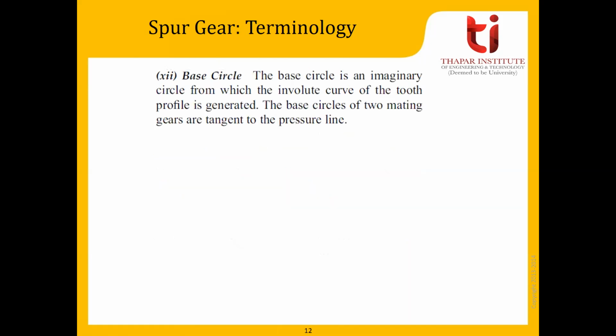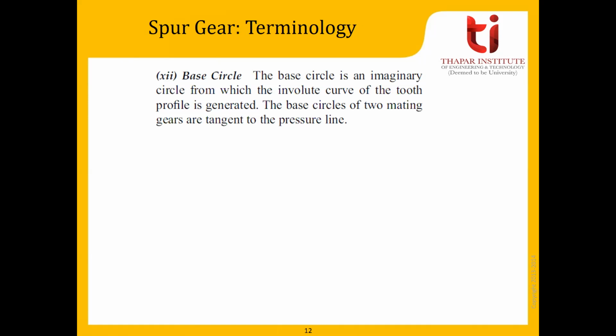And the base circle is an imaginary circle from which the involute curve of the tooth profile is generated. So from the base circle to the addendum circle there would be an involute profile of the tooth, but from the base circle to the root circle there would be a fillet. So you can see in that space the tooth will not follow the involute profile.